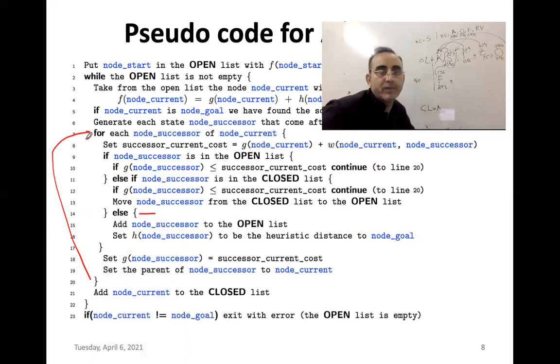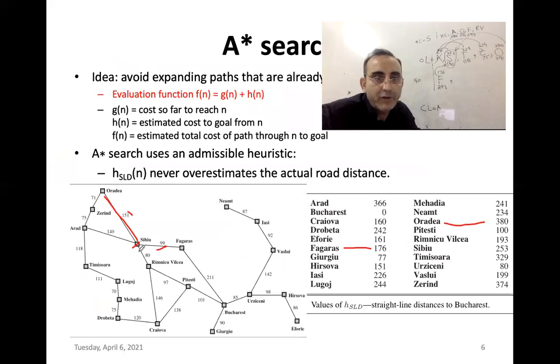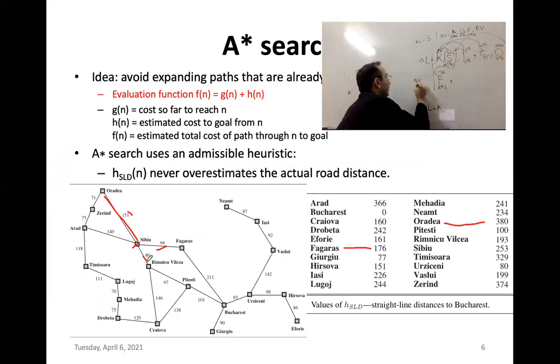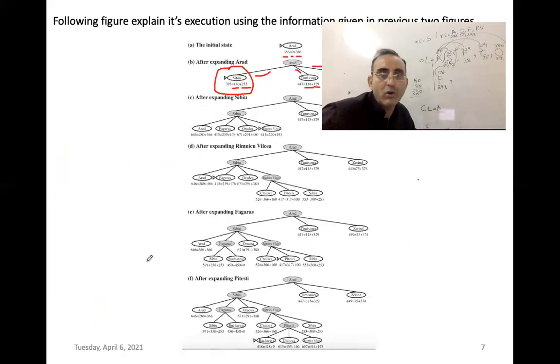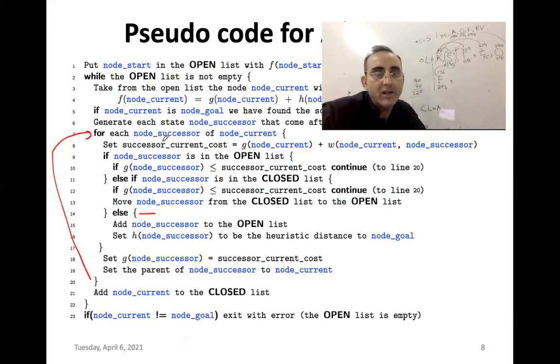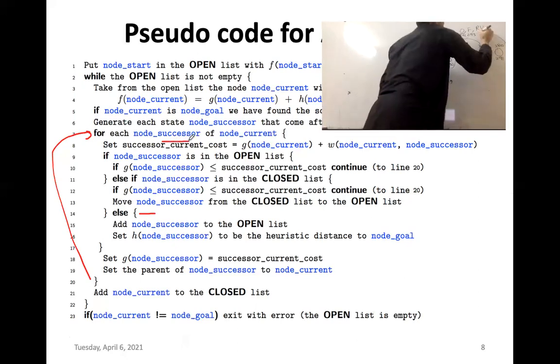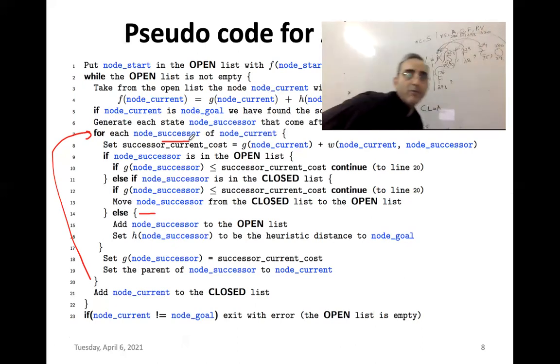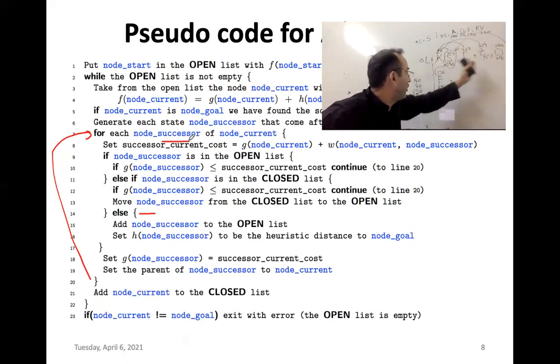So 140 plus weight from CBU to RV, Rimni-Kovalevskaya. So weight from Sibiu to Rimni-Kovalevskaya is 80. So 320 is the actual cost. 320 is the successor current cost, which you can write here for the moment, and we will use this value later on. Now you are checking this RV is in the open list, no.